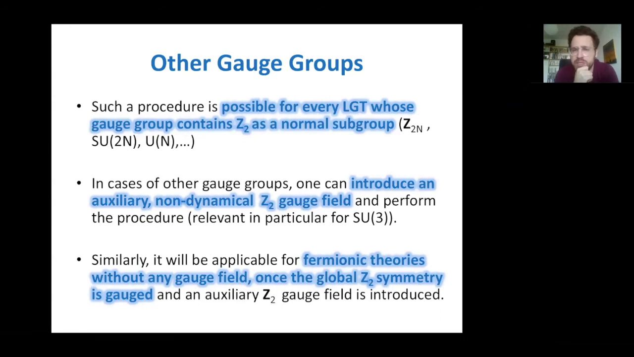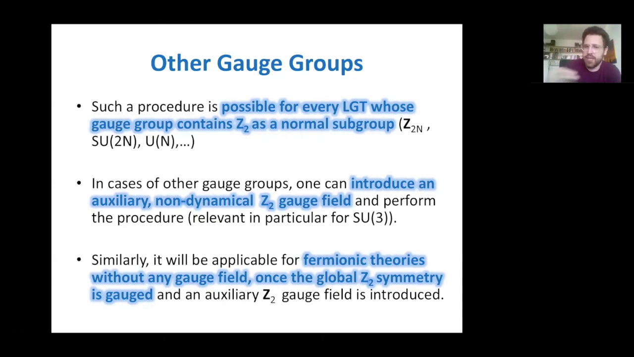A similar procedure can basically be copied for every lattice gauge theory where the gauge group contains Z2 as a normal subgroup. We exploit only this part of the symmetry, which can be Z2^n, SU(2)^n, U(N), which includes U(1). In the case of other gauge groups, what we can do is introduce an auxiliary Z2 field without any dynamics in the Hamiltonian and use it in order to perform this trick.